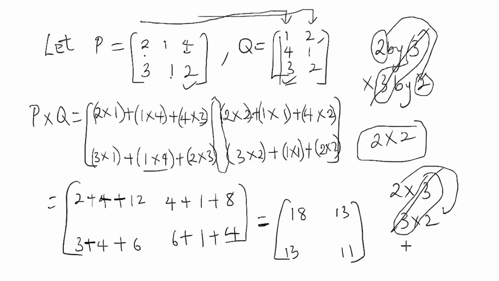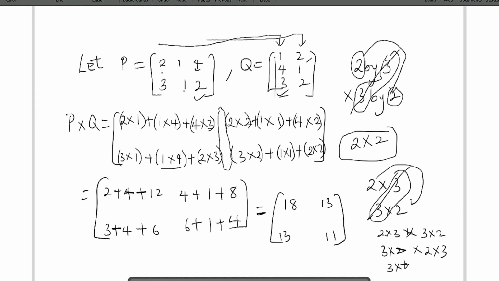So take note, we can multiply a 2 by 3 matrix with a 3 by 2 matrix. We can multiply a 3 by 2 matrix by a 2 by 3 matrix. We can multiply 3 by 3 by 3 by 3 and so on and so forth. So you cannot multiply a 2 by 3 matrix by a 3 by 3 matrix. All right, that will not be possible.